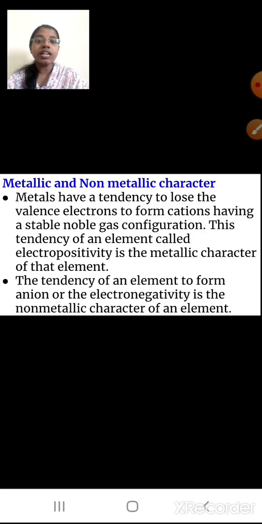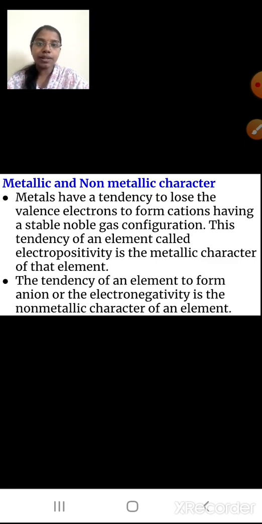Okay. Now we are going to see about the metallic and non-metallic character. Now what is this metallic and non-metallic character? First that we will see. Now metals have a tendency to lose the valence electrons to form the cations. When the metals give away the electron, they form the cation, positive charge, having a stable electronic configuration. This tendency of an element is called electropositivity, which is the metallic character of that element.